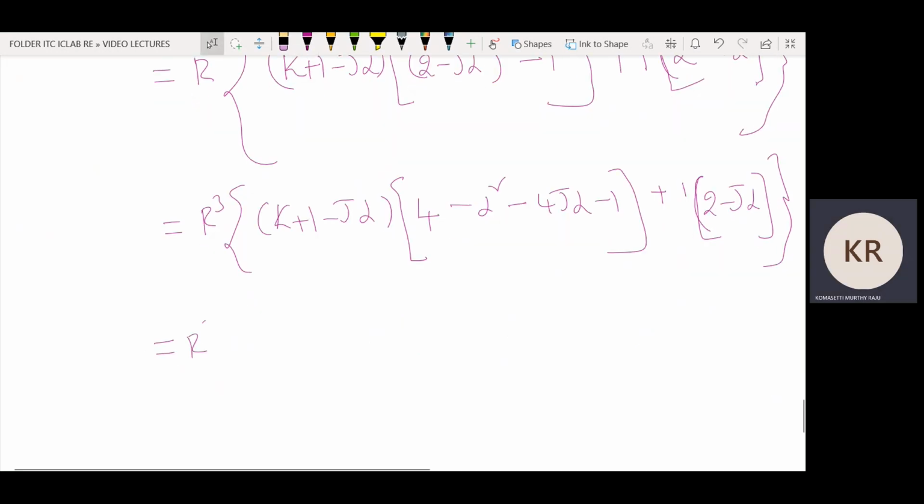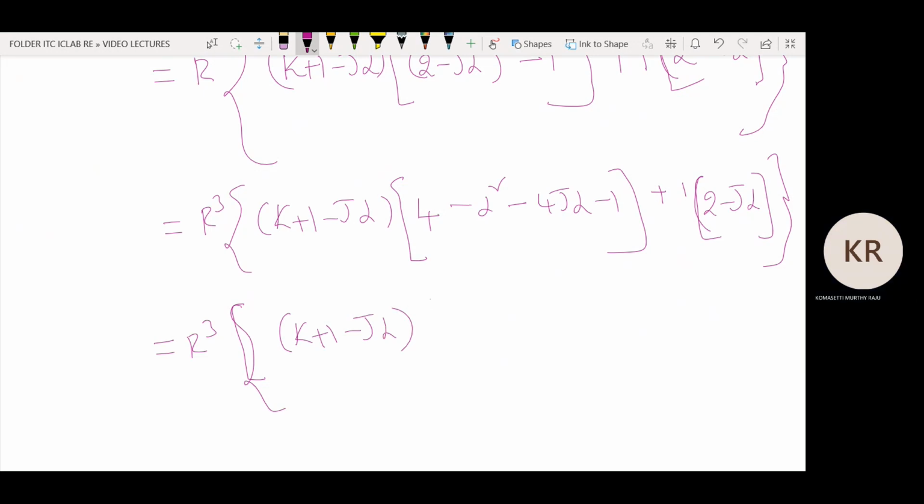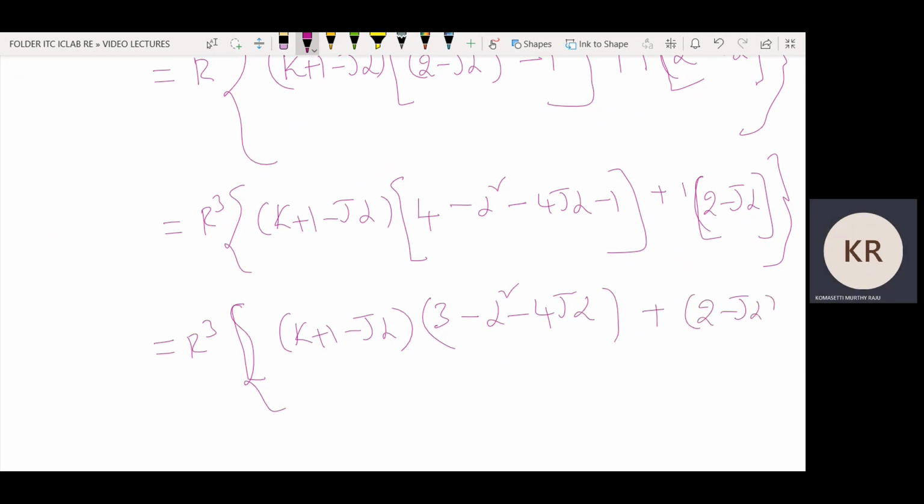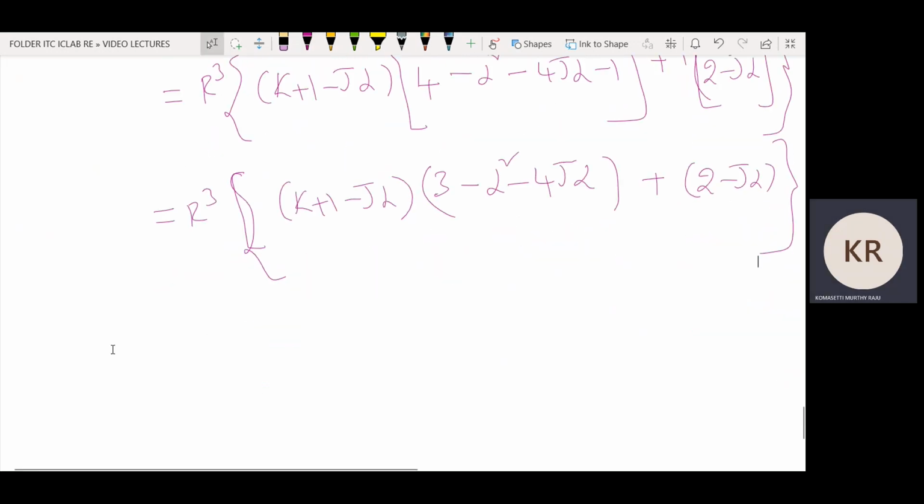That is equal to R cube into K plus 1 minus j alpha, into 3 minus alpha square minus 4j alpha, plus 2 minus j alpha. That is equal to, simplify this, multiply this one.